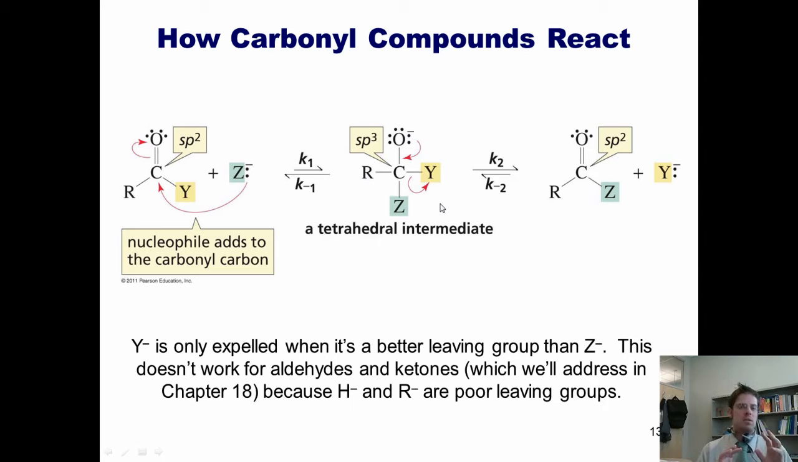For all of the compounds covered in this chapter, however, we have to remember that the nucleophile comes right into the crotch of the carbonyl, kicks the pi electrons onto the oxygen, giving me this tetrahedral intermediate. Then the minus charge on the oxygen comes down, kicks off this leaving group Y, and gives me this kind of product.